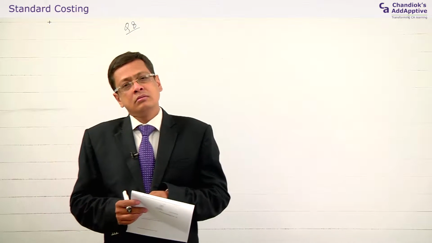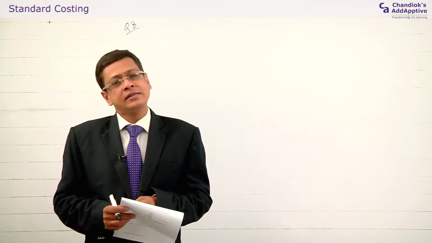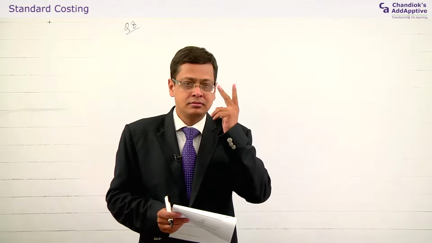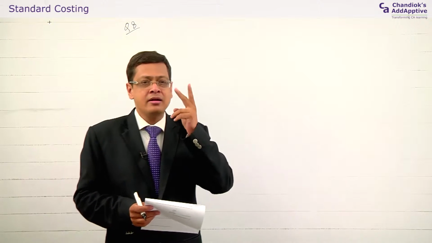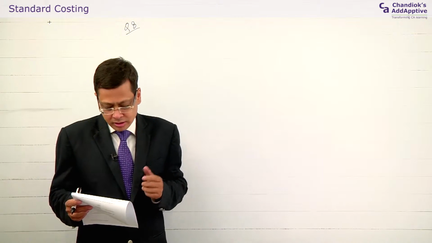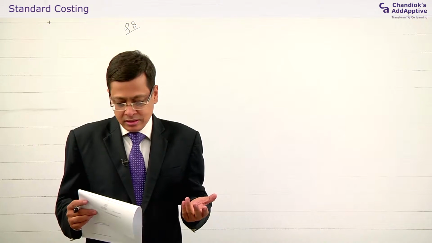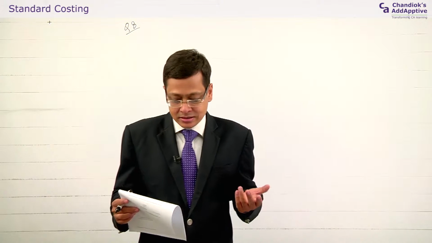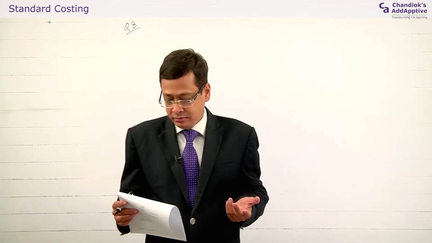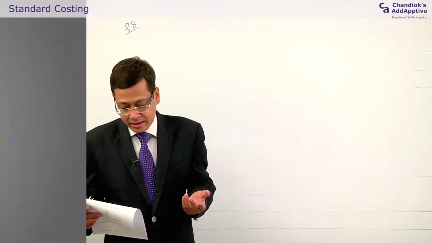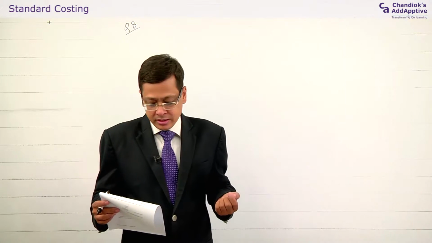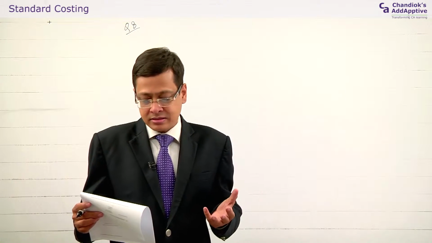Another question on missing variance, but this time on the sales variance and with respect to two products. The products are R and S. So, dear friend, this question is presented in chart form. You are provided with standard sales quantity and actual sales quantity of products R and S. There are certain missing variances indicated by the question mark. Standard price per unit and actual price per unit of R and S is given.